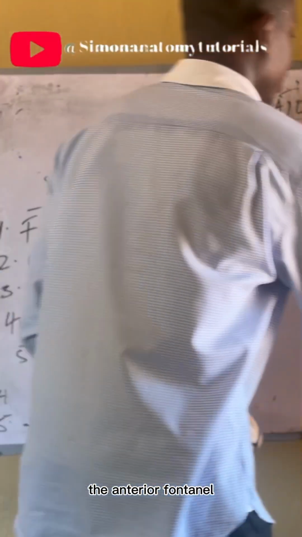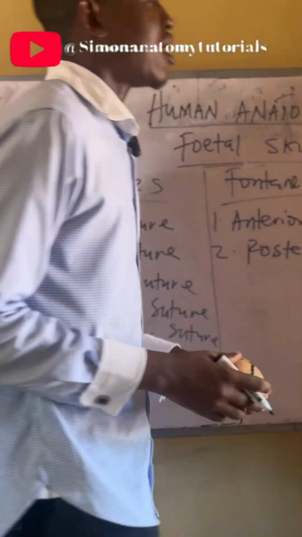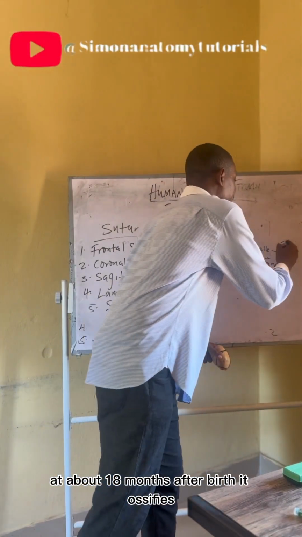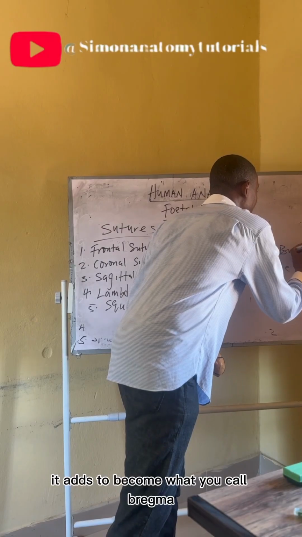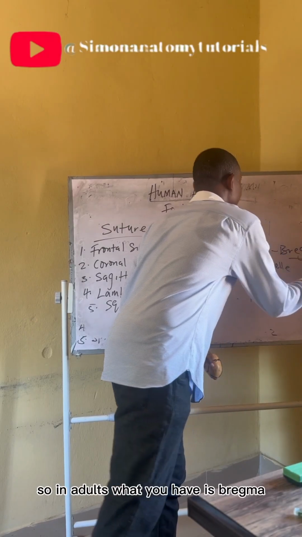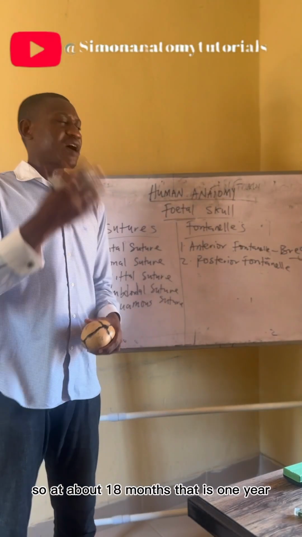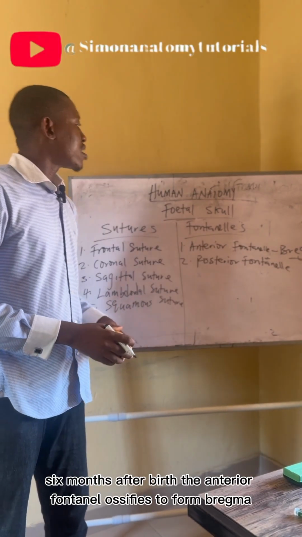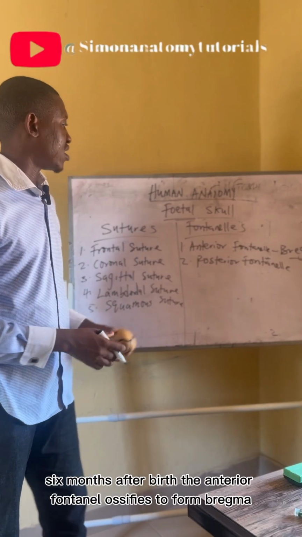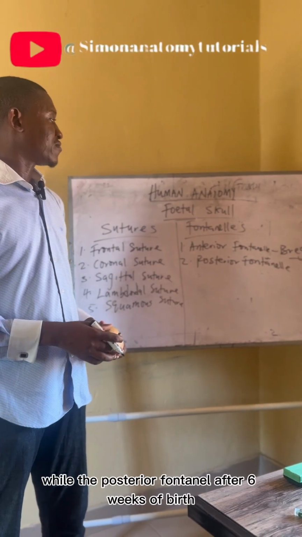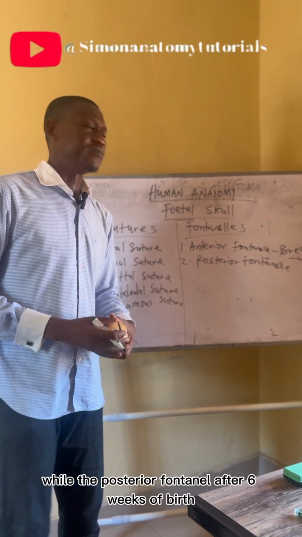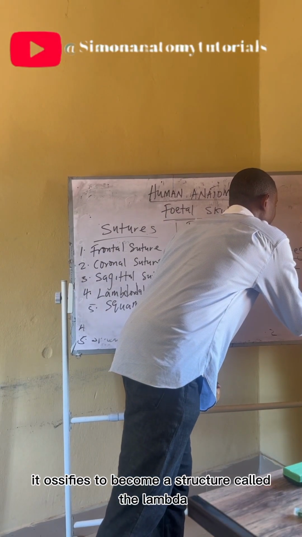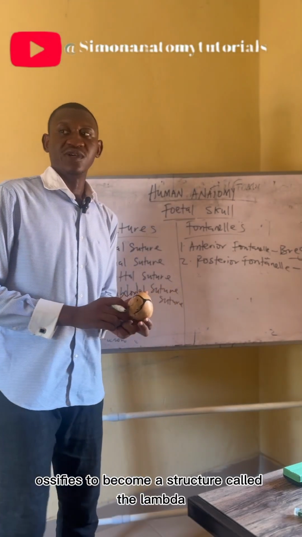The anterior fontanelle, at about 18 months after birth, ossifies, it hardens to become what we call bregma. So in adults, what we have is bregma. So at about 18 months, that is 1 year, 6 months after birth, the anterior fontanelle ossifies to form bregma. While the posterior fontanelle, after 6 weeks of birth, ossifies to become a structure called the lambda.